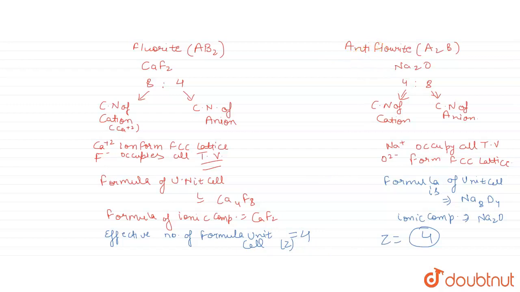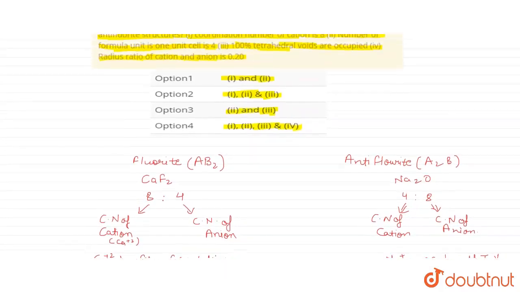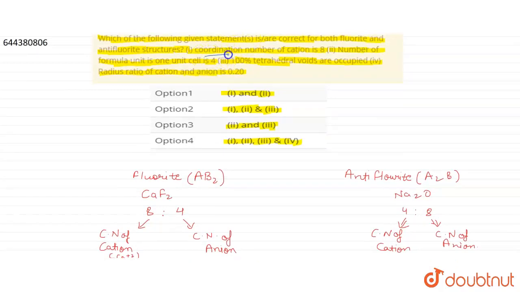Now let us check the statements which we have been given in the question. The first statement is that coordination number of cation is 8 in both the fluoride and antifluoride structure. This is the wrong statement, because coordination number of cation in fluoride structure is 8, but in antifluoride structure it is 4. In both the fluoride and antifluoride structure, the coordination number of cation is not 8. So our first statement is incorrect.